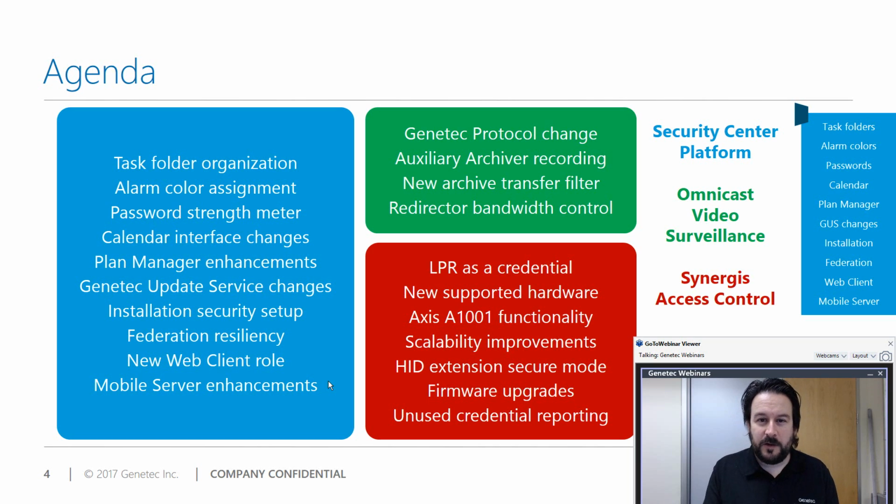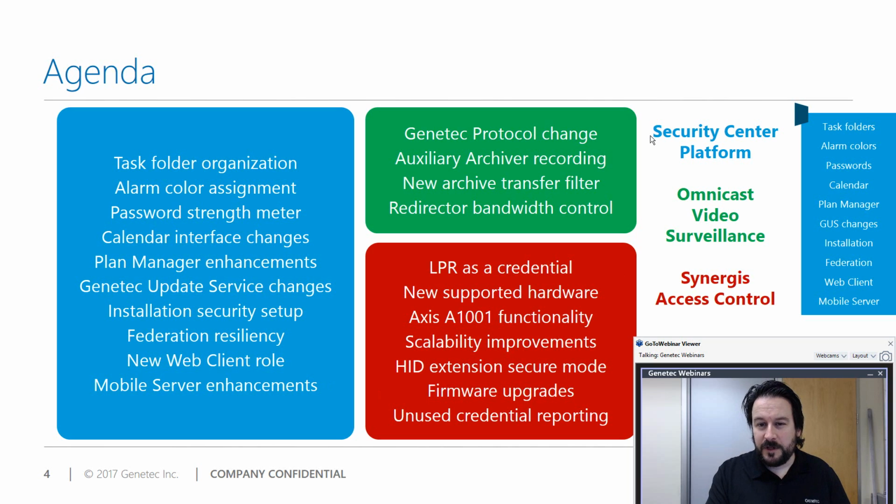So next we're going to take a look at any changes in the Genetec Update Service, or GUS as we like to call it, and then go on and take a look at the security setup in the installation process, which has a little bit of a rephrasing there, so I wanted to point that out. We have a new resiliency setting for Federation. The web client has undergone a bit of a change, so we have a role for that now, which is pretty neat. And then we're just going to touch on a few mobile server enhancements too.